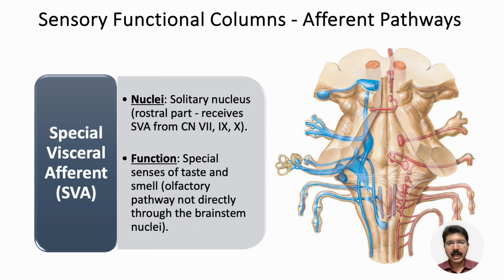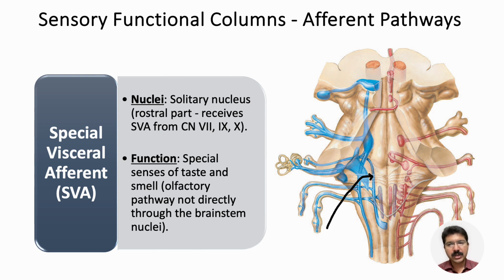The special visceral afferent or SVA column deals with the special senses of taste and smell. The rostral part of the solitary nucleus receives taste information from the facial, glossopharyngeal, and vagus nerves. This nucleus processes taste signals from taste buds on the tongue and other parts of the oral cavity, allowing us to perceive different tastes like sweet, sour, salty, bitter, and umami.